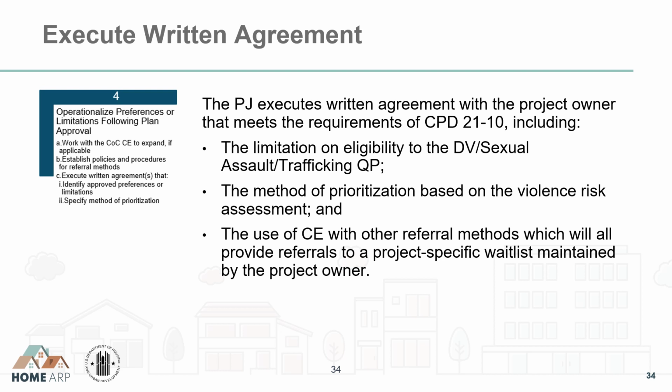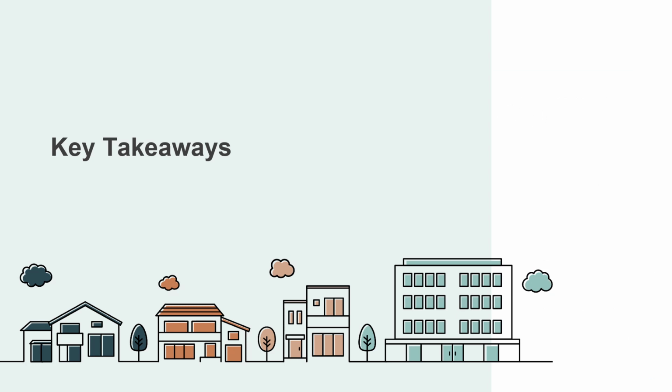The PJ executes a written agreement with the project owner that meets the requirements of CPD-21-10, including the limitation on eligibility to the DV Sexual Assault Trafficking QP, the method of prioritization based on the violence risk assessment, and the use of coordinated entry with other referral methods, which will provide referrals to a project-specific waiting list maintained by the project owner. Some key takeaways about implementing preferences and limitations in HOME-ARP are provided on the next slide.